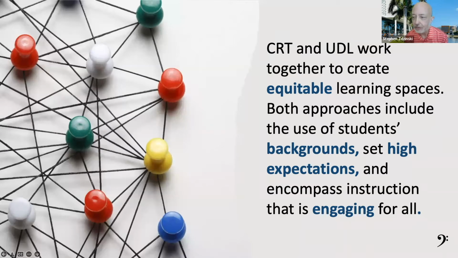Culturally responsive teaching and universal design for learning work together to create equitable learning spaces. Both approaches use students' own backgrounds and expectations and encompass instruction that is engaging for all students in the class.